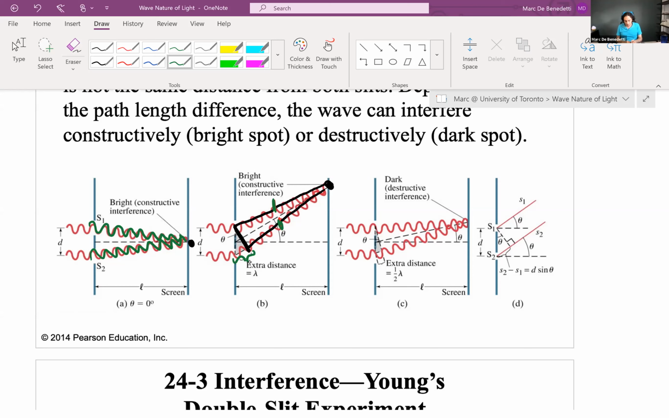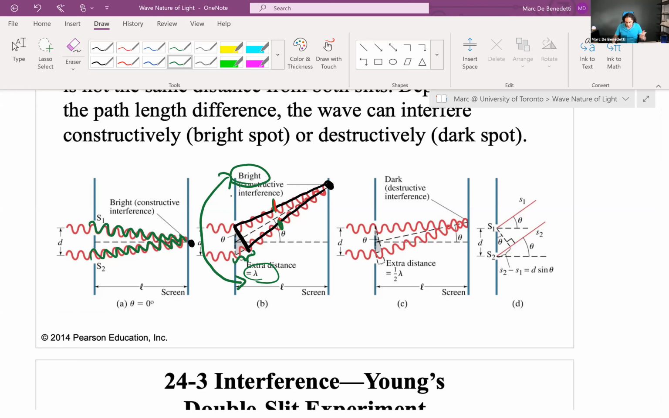If that extra distance is a multiple of lambda, whether it be 1 lambda, 10 lambda, 100 lambda, if that path difference is a whole number multiple of lambda, then yeah, the waves will be shifted with respect to one another, but they'll be shifted so they're still in phase with each other. So that's really the important takeaway here. So this is going to be a bright spot when the extra distance is a whole number multiple of lambda.